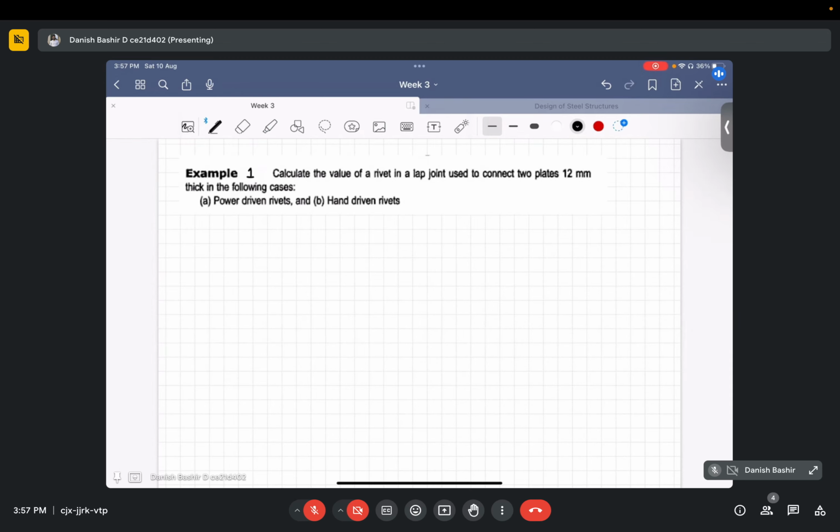So the problem for today is: calculate the rivet value in a lap joint used to connect two plates 12 thick. So we have been given t equal to 12, for the following cases. There are power driven rivets and there are hand driven rivets. In the code, there are two different specifications for power driven rivets as well as hand driven rivets. So first, let me draw this for you so that you will better understand.